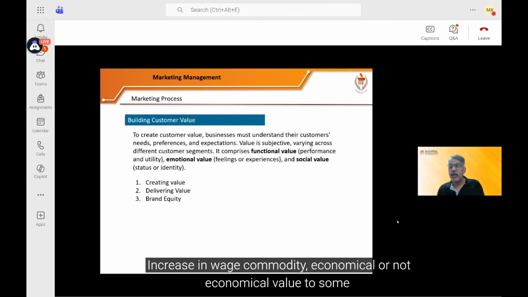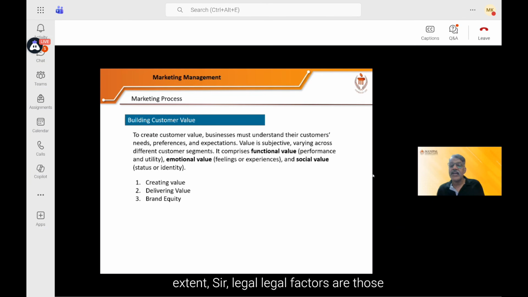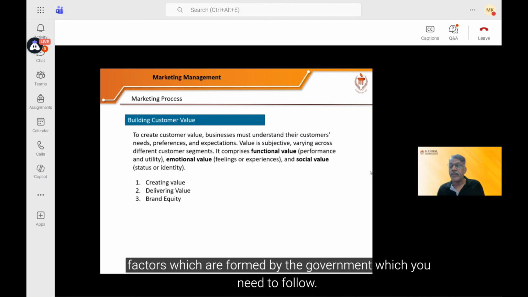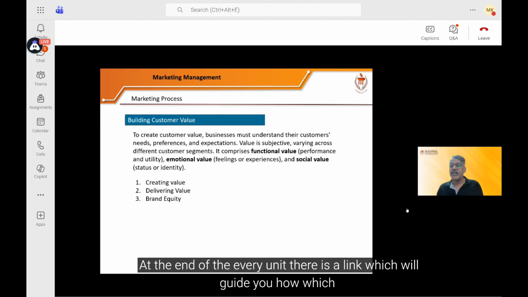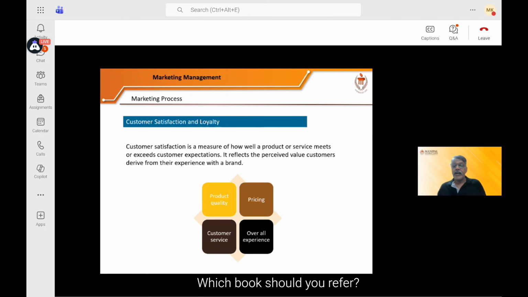Increase in wage commodity, economical or not, economical value to some extent. Sir, legal factors are those factors which are formed by the government, which you need to follow. Okay, so brand equity is all about comparison, sir, to some extent. Sir, can you suggest book's name? Parmanand Pandey. At the end of every unit, there is a link which will guide you which book you should refer. Now let us go for the next slide.